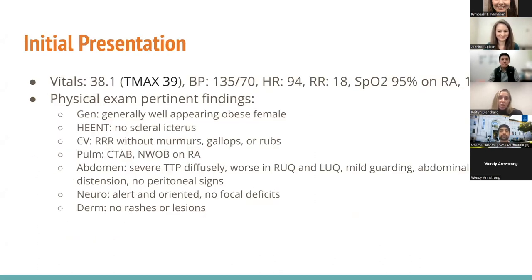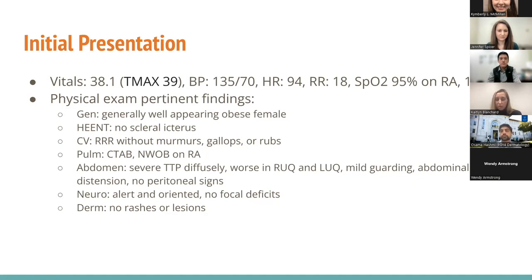So she presented with her vitals relatively stable other than her being febrile. T-max on her initial presentation was 39. Blood pressure, like I said, was relatively stable, 135 over 70. And she was breathing comfortably on room air. In terms of her physical exam, she was generally well-appearing, non-toxic looking, obese female, no scleral icterus noted.